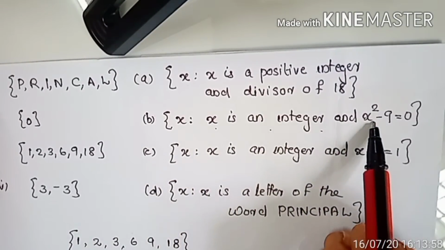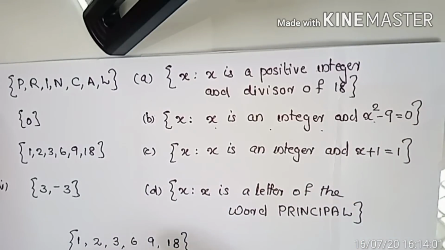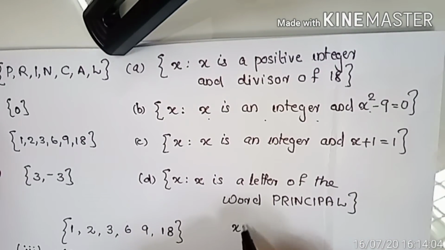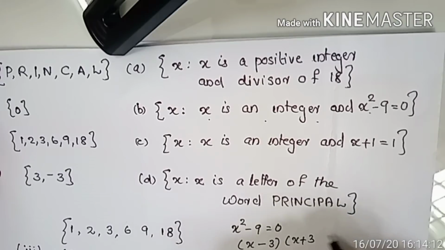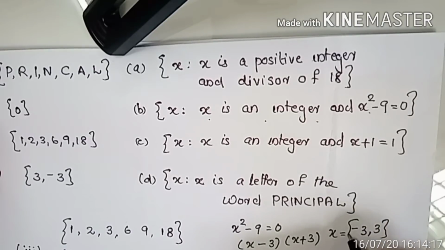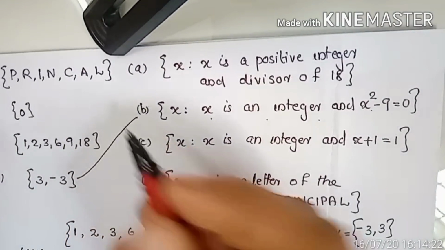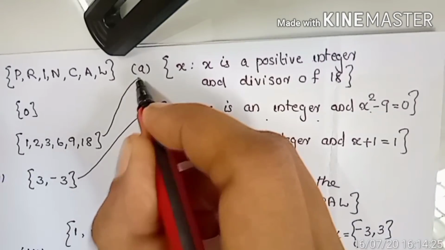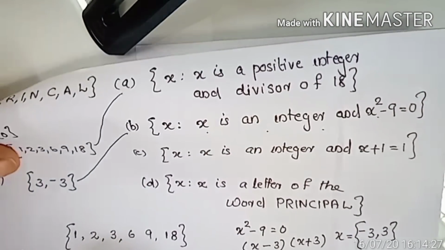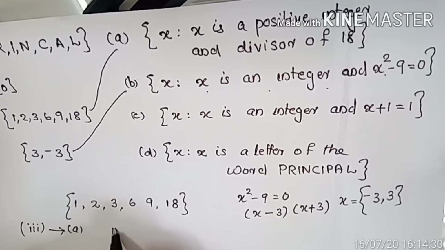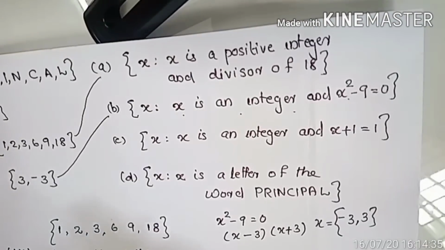Then, second, B. Set of all x such that x is an integer and x square minus 9 equal to 0. Take it that x square minus 9 equal to 0. We can factorize this as x minus 3 and x plus 3. So, x equal to what? Minus 3, plus 3. So, 4 matches B.